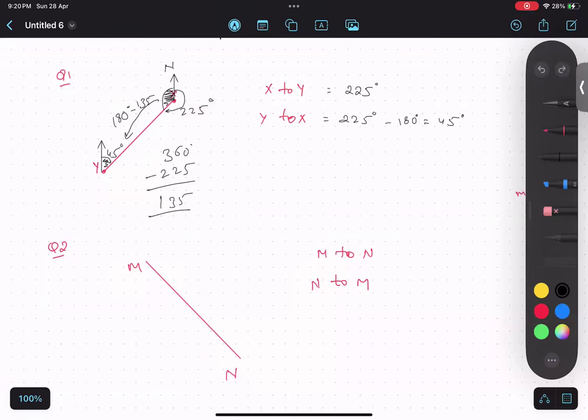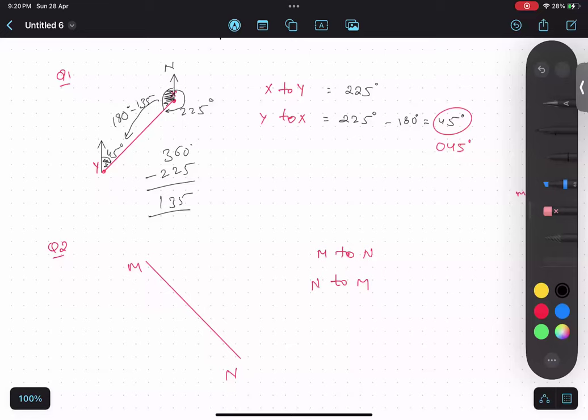So before moving on to the next question, question number two, let me tell you over here, we wrote 45 degrees. Because we are writing the answer in true bearing, it should be written as 045. Always 3 digits, 045. Clear? Yes.